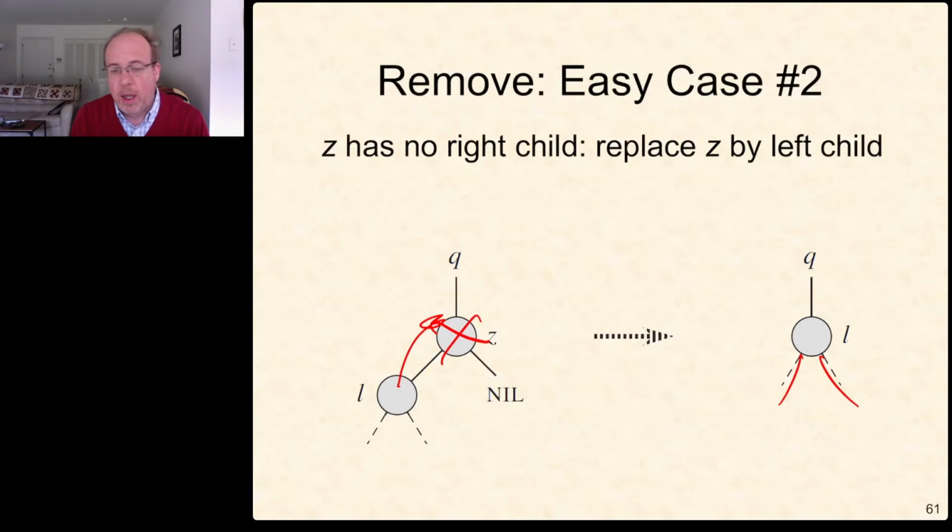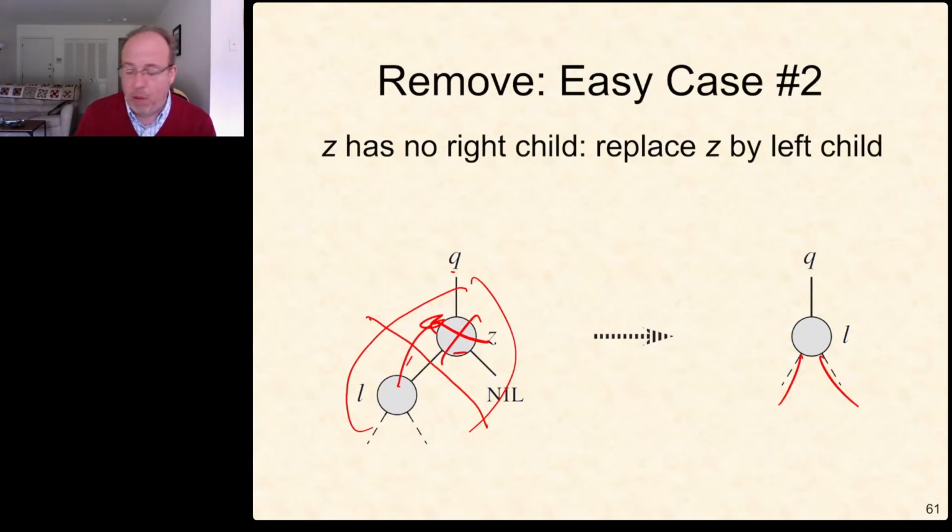Everything is fine. Because everything in this subtree is less than z, it's less than z, but everything in this subtree is either less than q or greater than or equal to q. Well, everything here is still less than Q, and if everything in this subtree is greater than or equal to Q, this is still greater than or equal to Q. So no matter which way Q went, whether Z was the left child of Q or Z was the right child of Q, this promotion continues to obey the binary search tree invariant.